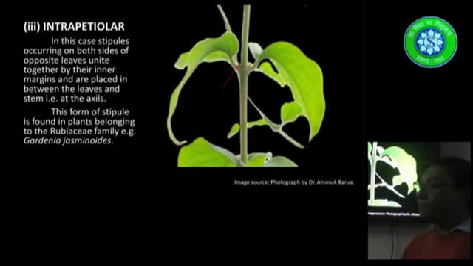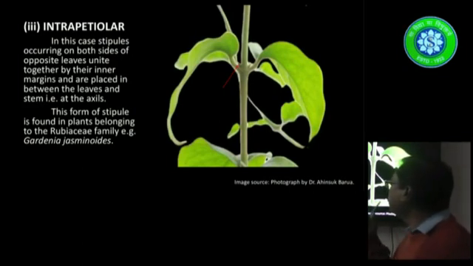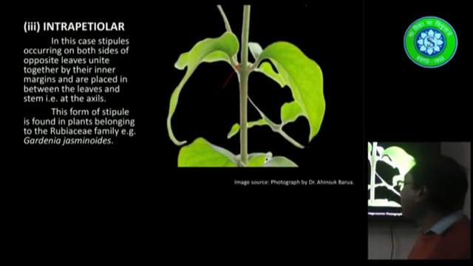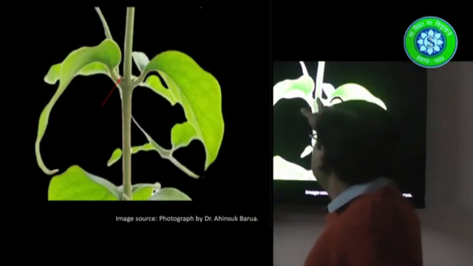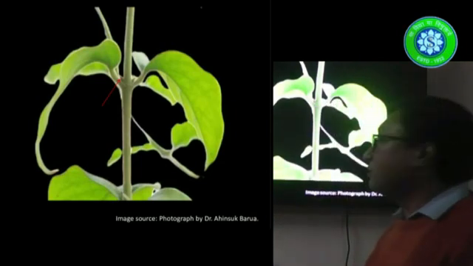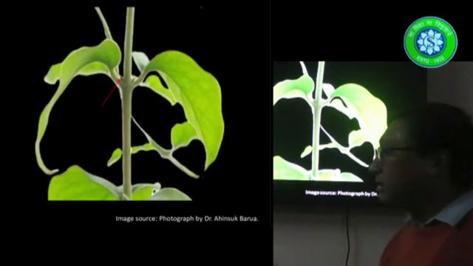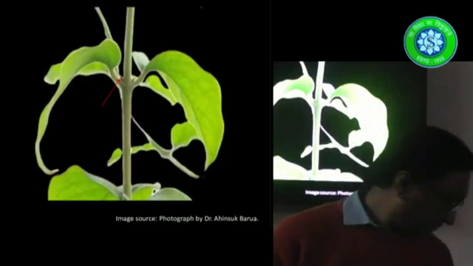The third amongst the simple forms is the intrapetiolar stipule. In this case, the stipules occurring on both sides of opposite leaves unite together by their inner margins and are placed in between the leaves and stem, that is, at the axils of the leaves. So, if we press the leaf against the stem, the stipule will come in between the petiole and the stem. This form of stipule is found in plants belonging to the Rubiaceae family, particularly Gardenia jasminoides.